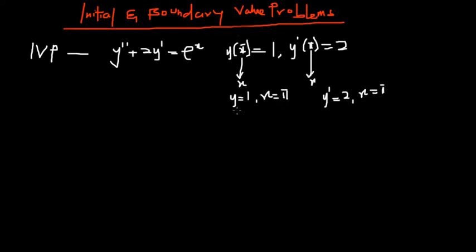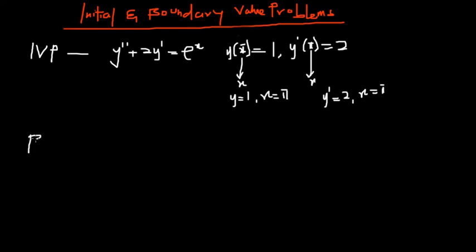You can notice that the y values are different: here y is 1, and here y prime is 2. They are different values, but for x values you can notice that they are the same. x is pi over here, and x is also pi over here. This is what we try to show when we talk about initial value problems. Now let's look at boundary value problems.